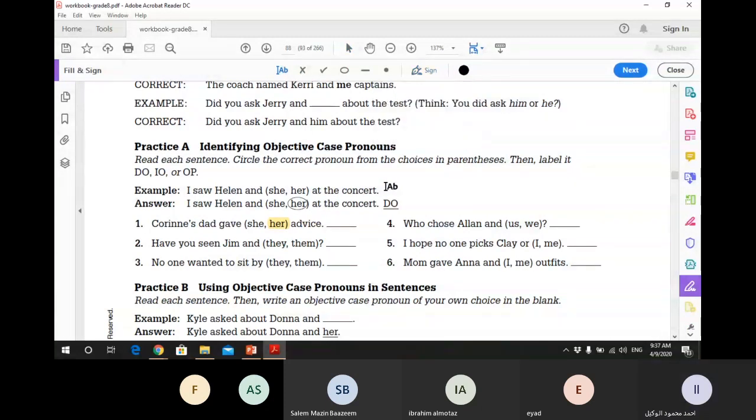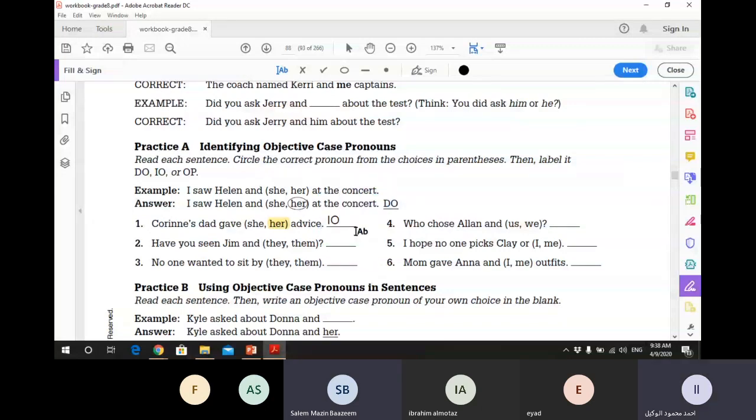Rahim? Hello? Yes, hello. Here is it a direct object, indirect object, or object of a preposition? Well, hmm, I don't know, to be honest. Salim? Karina's dad gave her advice. Gave is a verb, so her is obviously a direct object. OMG. So of course it's an indirect object. Yes, that's what I said. Why indirect object?